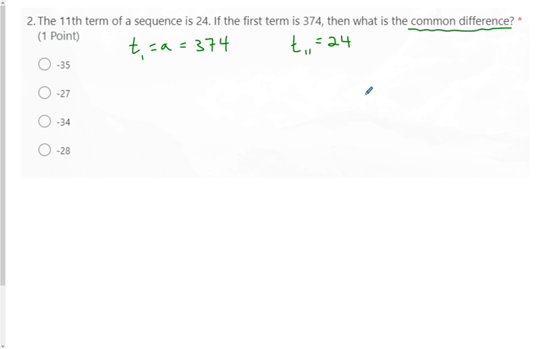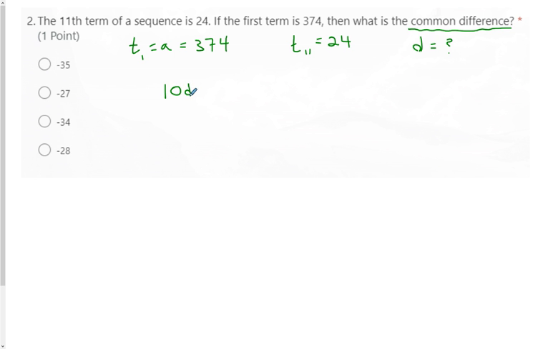So my common difference is negative, right? It's going down. But I don't know actually by how much each time. Some amount to get it from 374 all the way down to 24. Okay, so let's see how we figure that out. How many jumps are there between the first term and the 11th term? You may be tempted to say there's 11, but there's actually 10. Count them up. You're starting at 1, and then you jump 2, 3, 4, 5, 6, 7, 8, 9, 10. So to get to the 11th term from the first, that's 10 jumps.